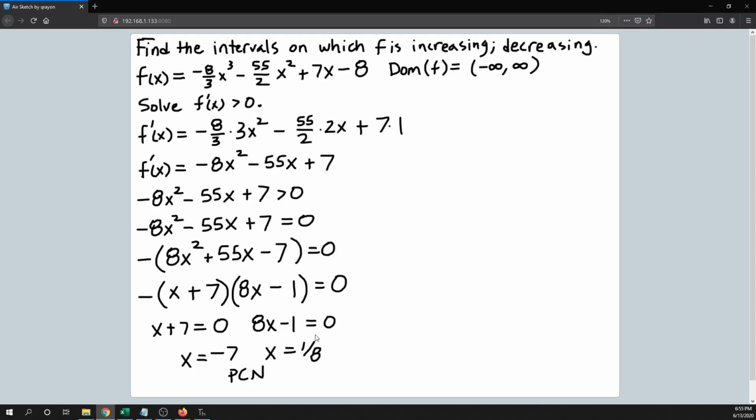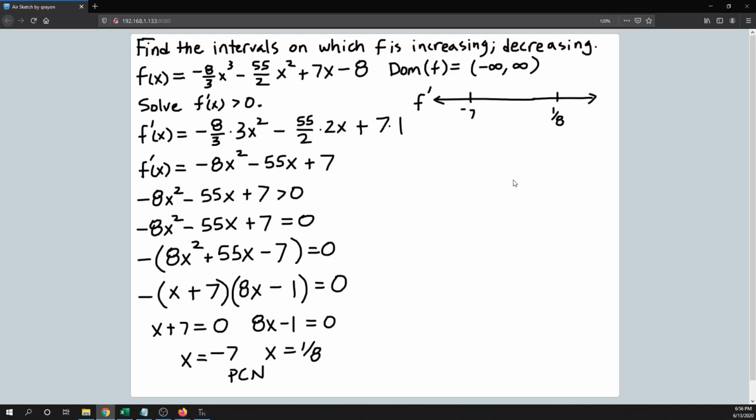so take your possible critical numbers and put them on a number line that represents the domain of the derivative. So the derivative is a quadratic function. Quadratic functions, their domain is all real numbers. All right, so that's what that looks like. And I need to take those possible critical numbers, which are negative 7 and positive 1/8, and put those on the number line. Make sure that you respect, right, the order of the number line. Bigger things go on the right, smaller things go on the left.